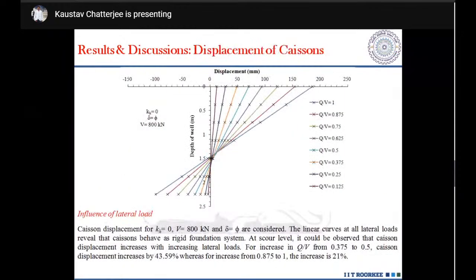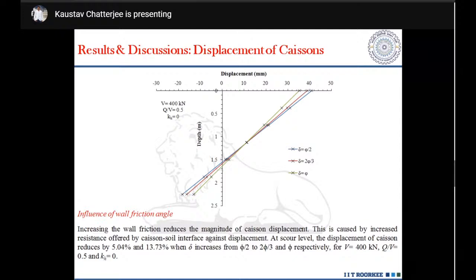Displacement of the caisson. As we are increasing the lateral load, say for a particular vertical load, we have seen that the linear nature of the curves has been observed, at a low level. It will be observed that caisson displacement increases with increasing lateral load, and hence a rigid behavior will be seen. Similarly, as we increase the wall friction angle from delta equals 5 by 2 to delta equals 5, the magnitude of this lateral displacement reduces.